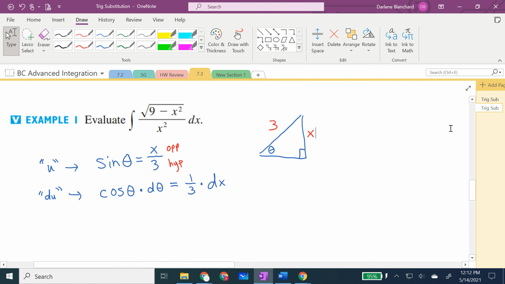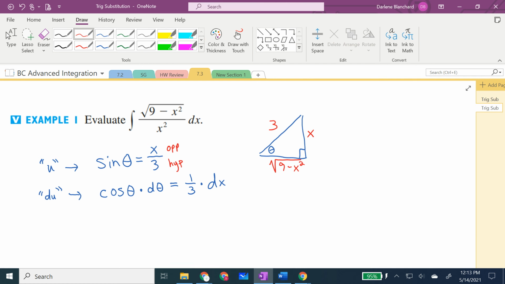What is that third side? There we go. Square root of hypotenuse squared minus leg squared. Do you notice that that is the square root that is sitting in your integrand? There are some really interesting ways you can go about this.